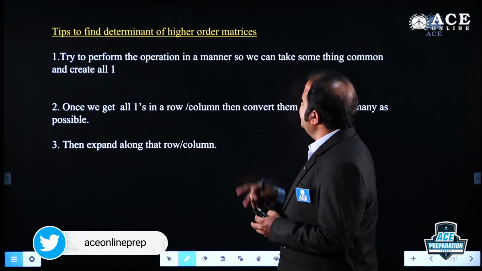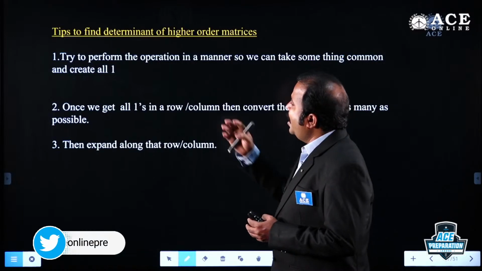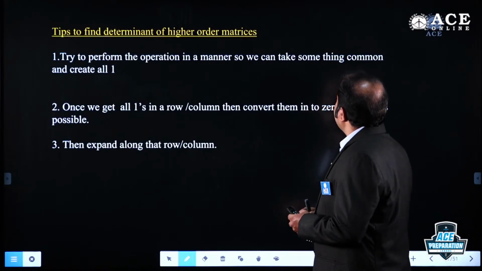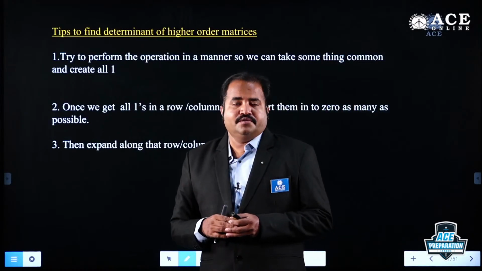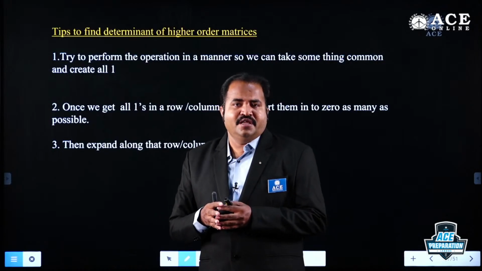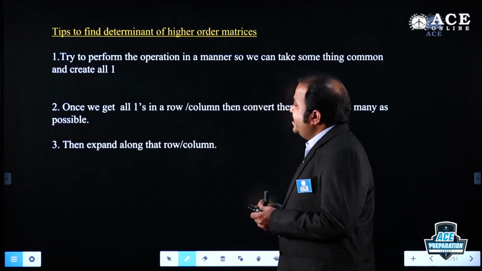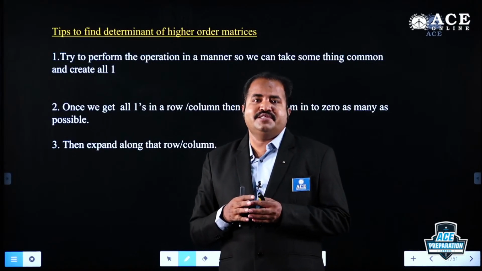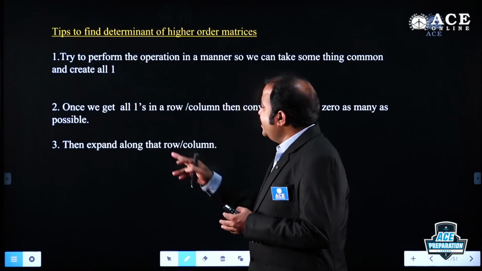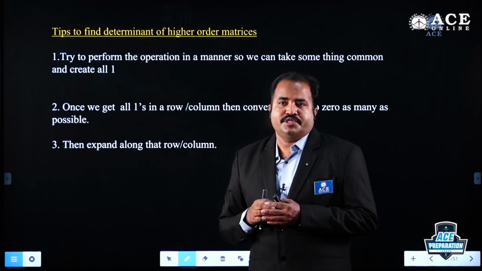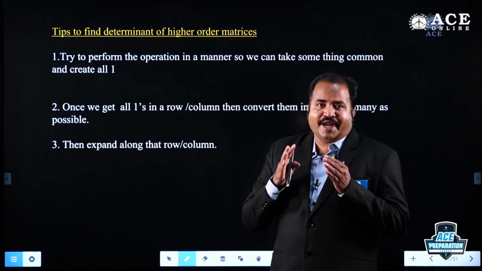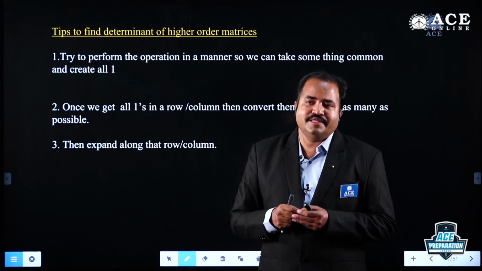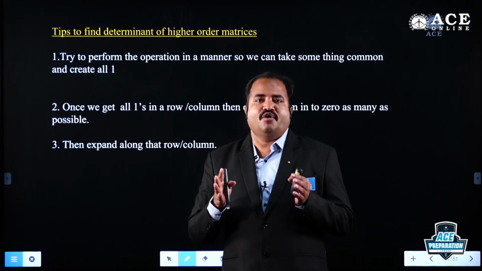Try to perform the operation in a manner so we can take something common and create all ones, by adding or something. Next, once we get all ones in a row or column, then convert them into zeros as many as possible, and then expand along that row or column. This is the procedure. So finally we can say: try to expand the determinant along a row or column having the maximum number of zeros. This is the procedure to get the determinant of higher order matrices.